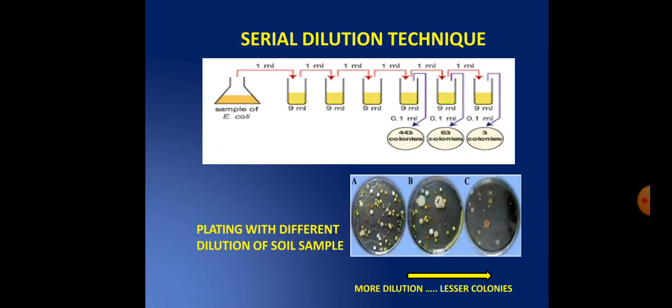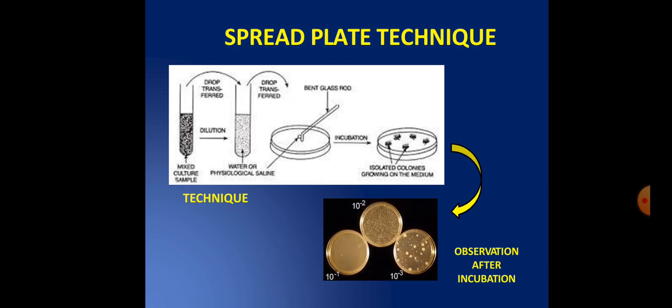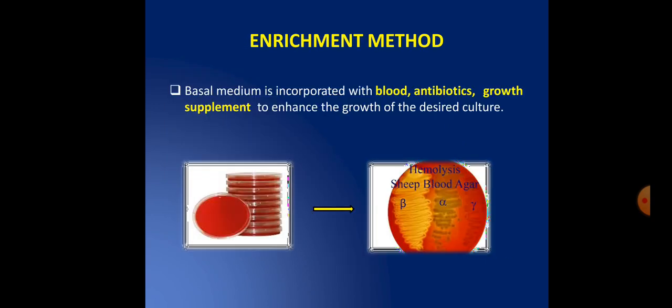This is the serial dilution. After serial dilution, the plates were incubated. After incubation, colonies were observed in the Petri plates. Spread plate technique. We have to use the L-rod to spread the culture clockwise and anticlockwise on the medium. It is then allowed for incubation, and after incubation the plates containing colonies are observed.